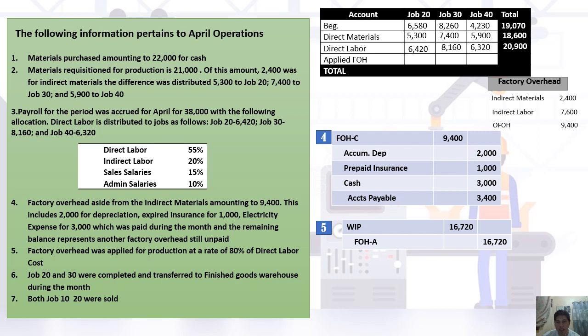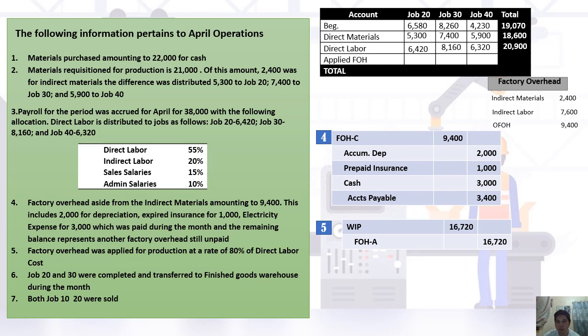So, 20,900, which is the direct labor cost, times natin yan sa 80%, which is the application rate, the predetermined rate. So, ang magiging result po ng ating applied factory overhead will be 16,720. So, dahil application niya ng applied factory overhead, debit tayo ng work in process, then credit tayo ng factory overhead applied. Ang amount natin ay 16,720. So, nakuha natin yung 16,720, 20,900, times 80%.